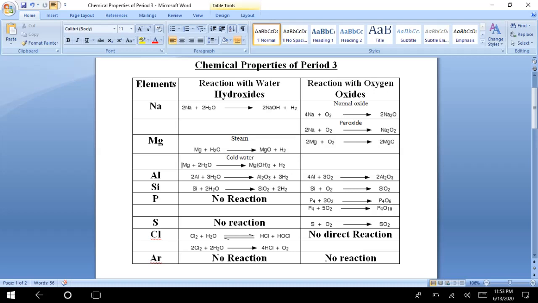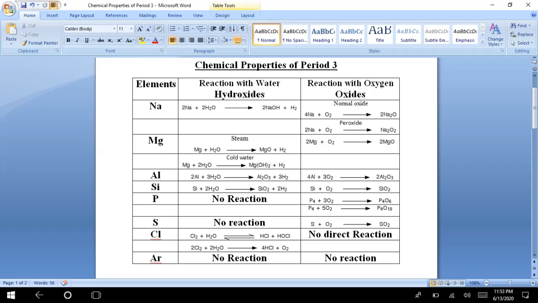Then we move towards magnesium. Magnesium, when it reacts with oxygen, burns in oxygen with an intense white flame to give white solid magnesium oxide. Then you have aluminium. Aluminium reacts with oxygen to form aluminium oxide. Then you have silicon. Silicon reacts with oxygen to form silicon dioxide.